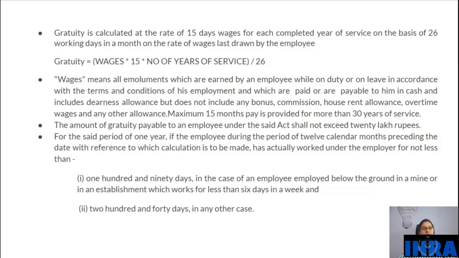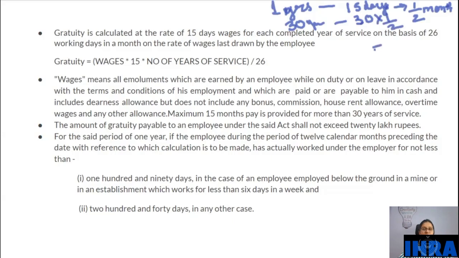You can refer to it. So a very important point: a maximum of 15 months' pay is provided for more than 30 years of service. That means if a person has worked for 30 years or more, a maximum of 15 months' pay will be given to you. So for 1 year of service, what do we get? 15 days' pay, which means half a month's pay. For 1 year we are getting half a month's pay. So for 30 years, how much will we get? 30 into half, which will come out to be 15 months' pay. Right? So this line is derived from this point.